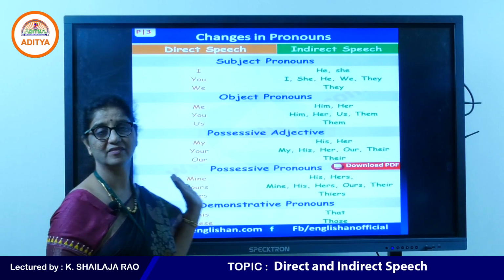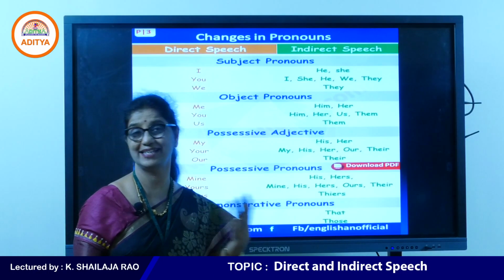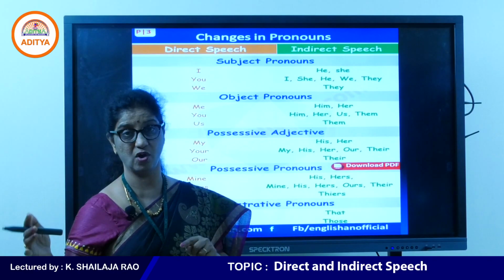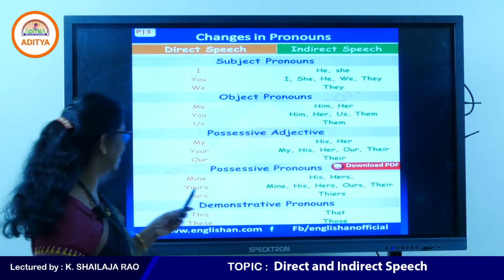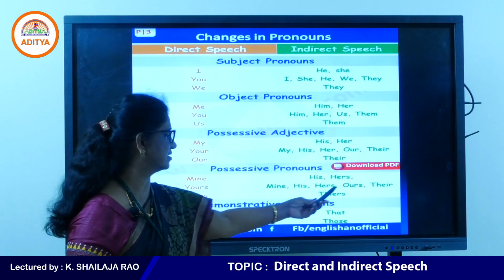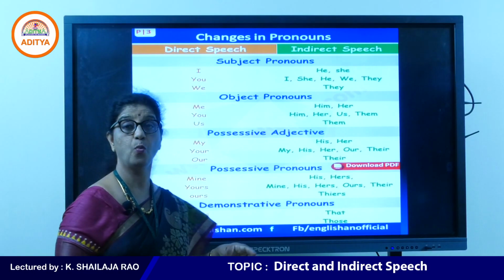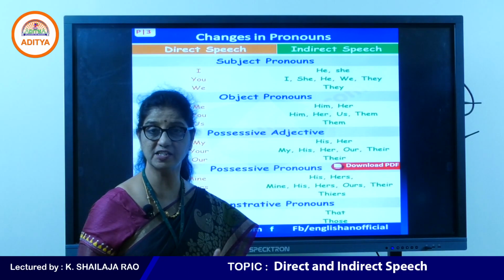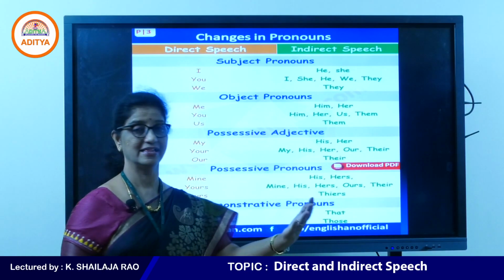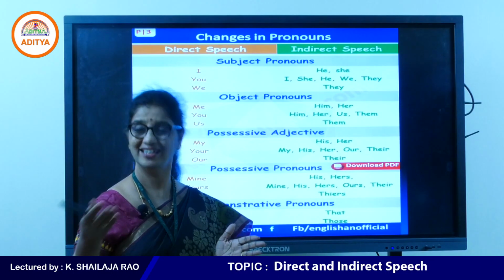Our money is stolen. Somebody says our money is stolen. They said that their money was stolen. Right? That's how you change it. Mine, possessive pronouns. Yours, ours. Mine becomes his, hers. Yours becomes mine, hers, ours, theirs. And ours becomes theirs. This becomes that. We lived in this house. When it goes to reported speech, she said that they lived in that house. Similarly, these are my apples. She said that those were her apples.